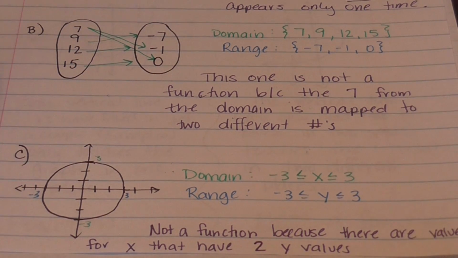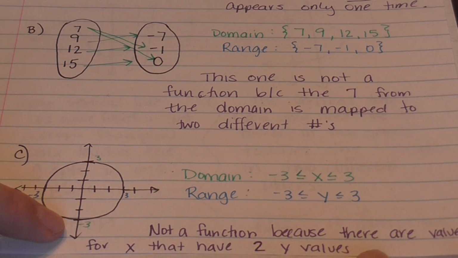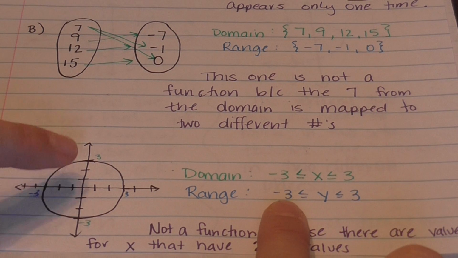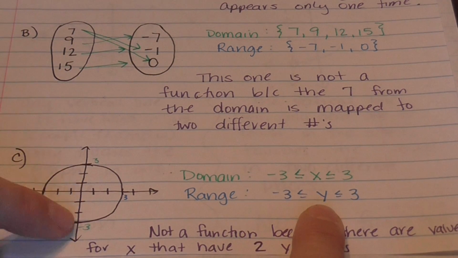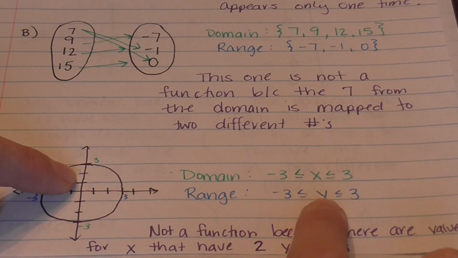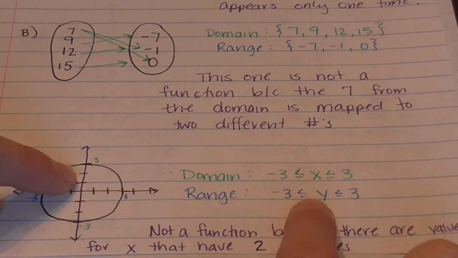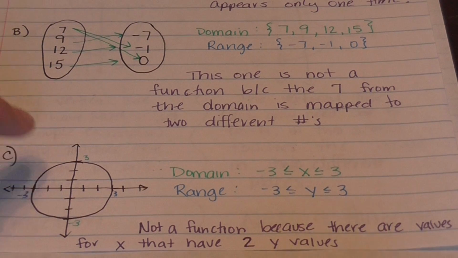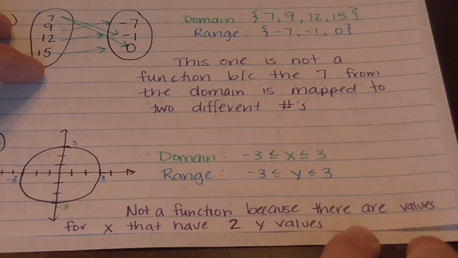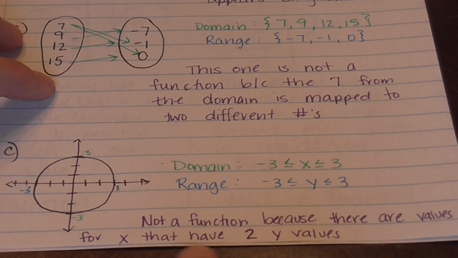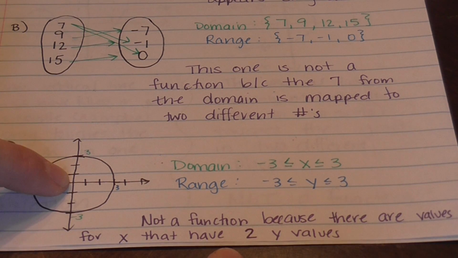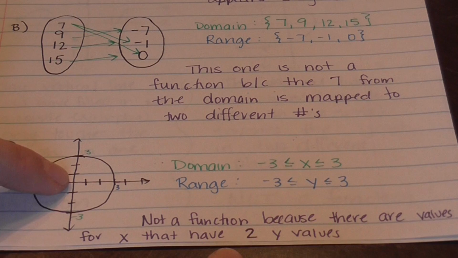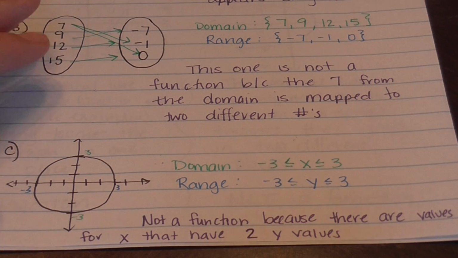Then I'm going to take a look at the range. The lowest this graph goes is -3. The highest this graph goes is 3. All the y's that are in between these are in my range. So this is all the y's that are greater than -3 and less than 3. So this one is not a function because there are values for x that have two y values. When I am sitting here at 0, it's got a 3 y value and a -3 y value.